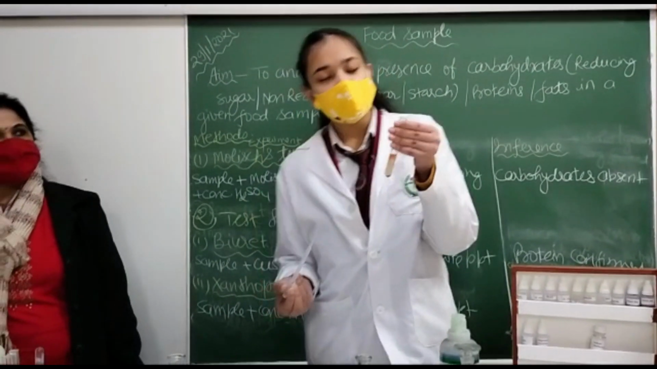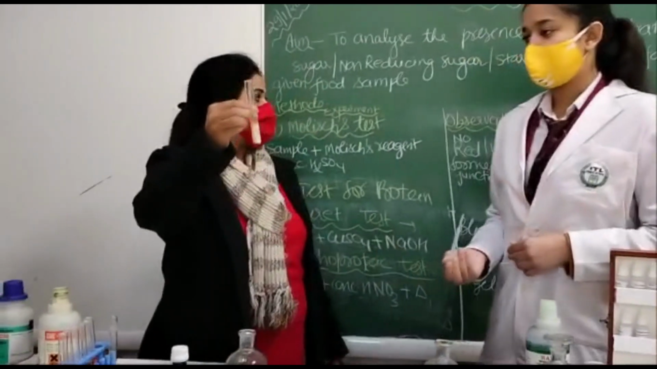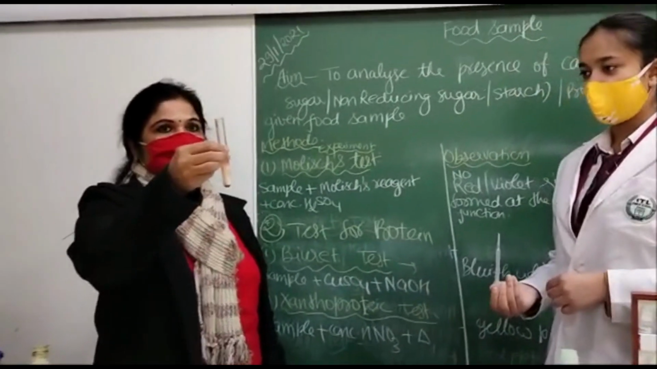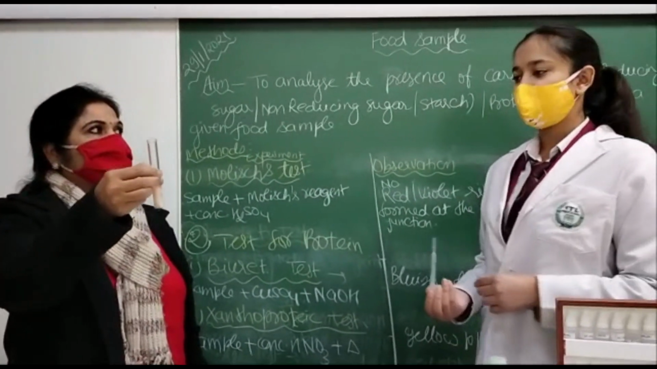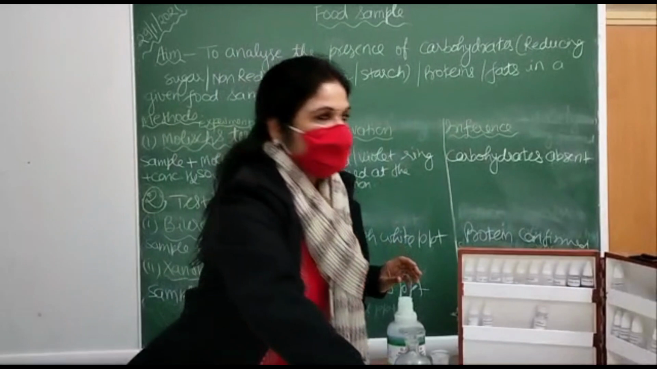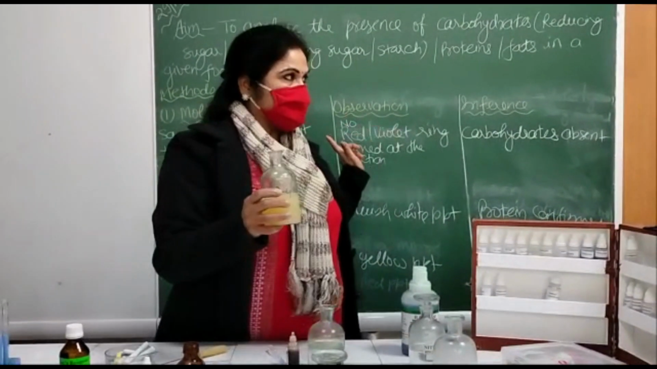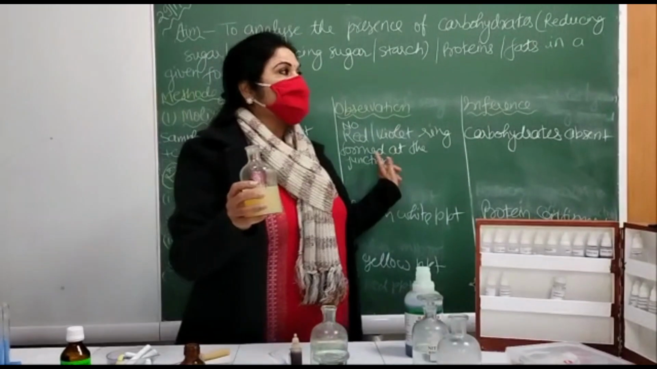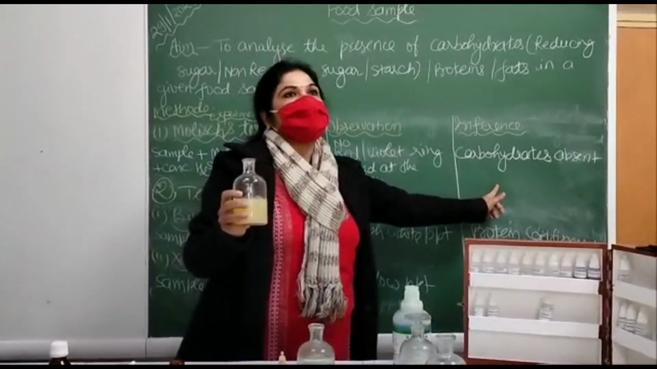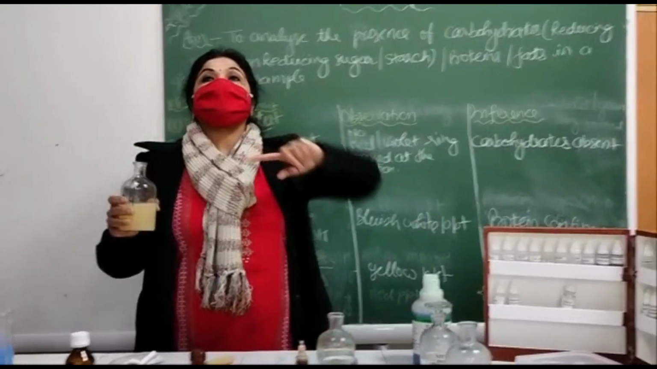So no ring is observed. There is no formation of a violet or red ring. So what is this? Carbohydrate is absent. Okay, so now we have started sample D. We have done the Molisch test on sample D, and it is coming negative, meaning carbohydrate absent. If carbohydrate is absent, then you have to move to the test for protein.